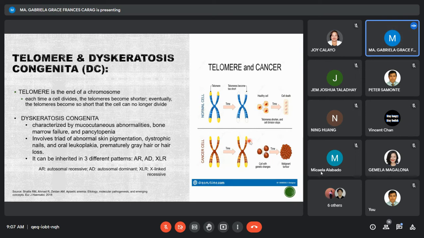So in dyskeratosis congenita, it is characterized by mucocutaneous abnormalities, bone marrow failure, and pancytopenia. It involves a triad of abnormal skin pigmentation, dystrophic nails, and oral leukoplakia, prematurely gray hair or hair loss. So it can be inherited in three different patterns, either autosomal recessive, autosomal dominant, or X-linked recessive po.